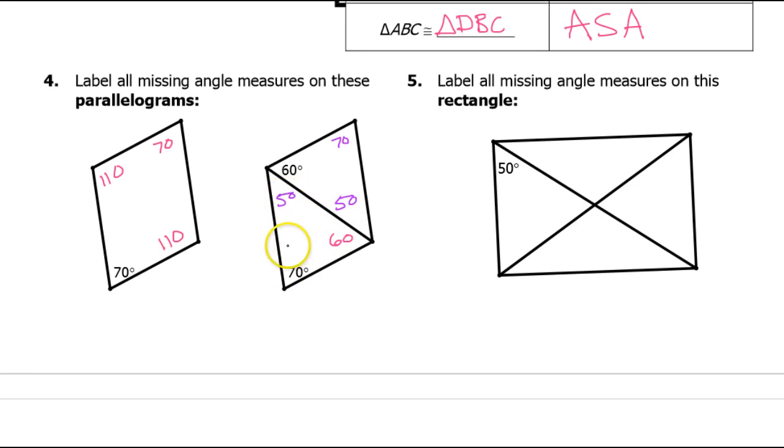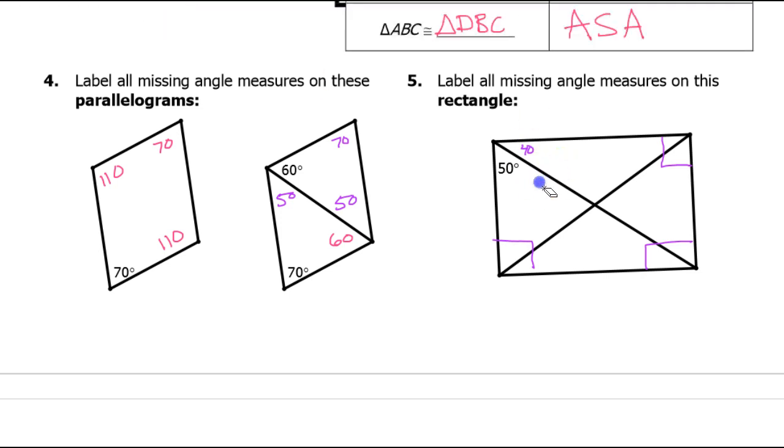So that'll be 50. Okay, now a rectangle is a parallelogram, so everything I've been saying applies to a rectangle as well. But in addition, because it's a rectangle, we know that these corners are all 90 degrees, which means that the angles that are right next to each other are complementary. They have to add up to 90. So if this is 50, then this must be 40.